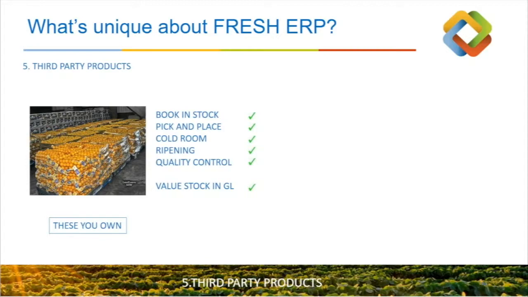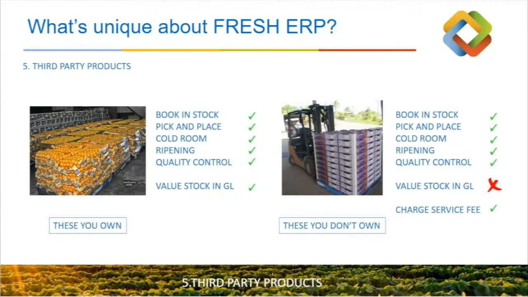Then lo and behold, another batch of oranges arrives. And these you don't own, but you still need to put them into stock. You still need to be able to move them around the store. You still need to put them in the cold room to ripen them, to quality control them, but the very last thing you want to do is to put them into general ledger. They're not your stock. They mustn't appear in a general ledger. But what you will do is you will issue a servicing charge for handling the stock from the supplier.